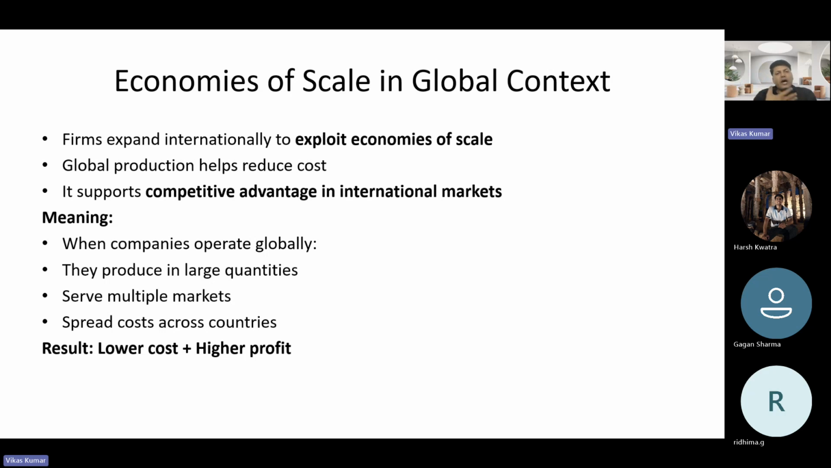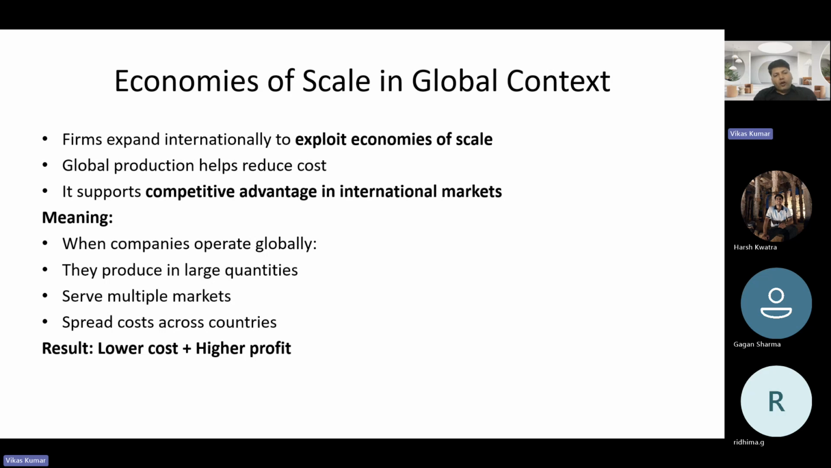Again, to discuss examples, the best examples can be Apple or Samsung or McD, KFC, Pizza Hut, or Toyota. These companies are the best examples to discuss when it comes to the global context of the economy of scale.